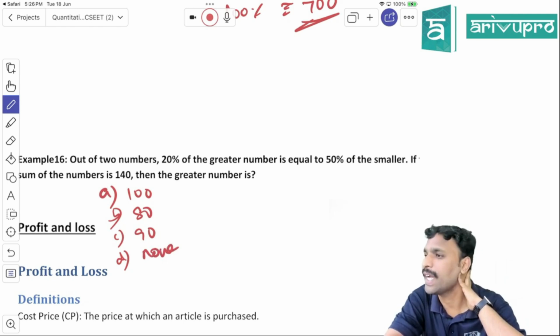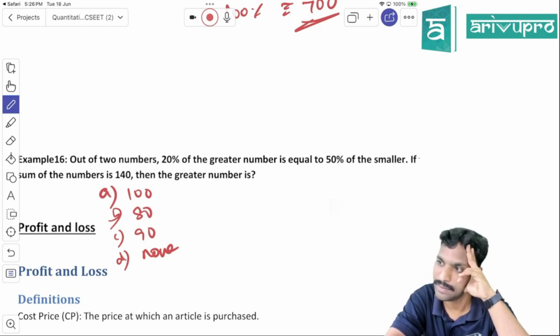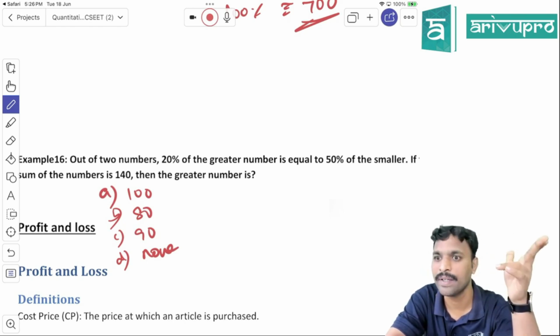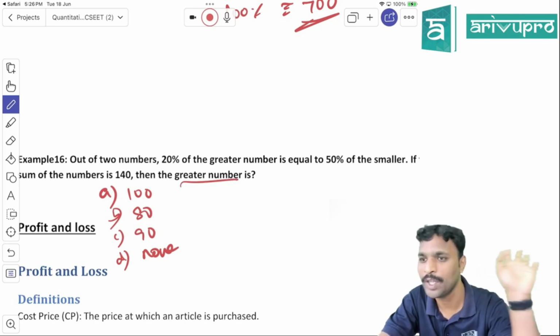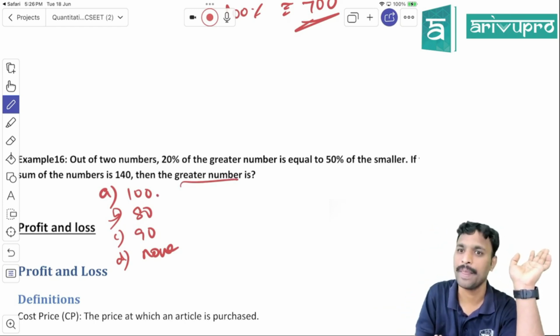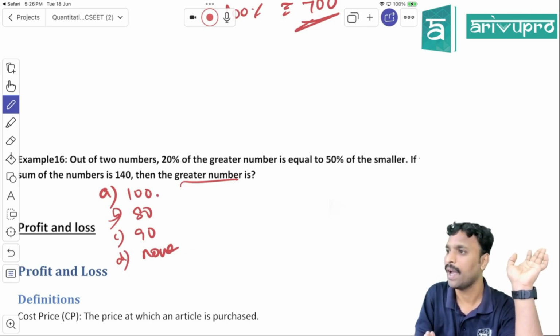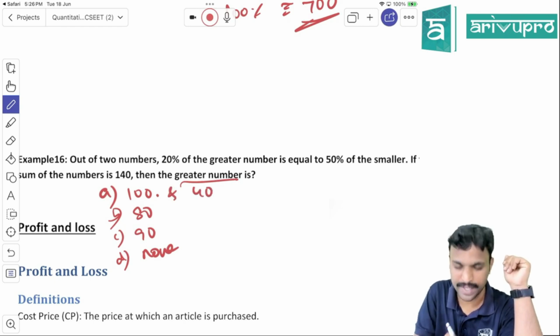You need to find what? Greater number. Sum of the two numbers is how much? 140. Where is the greater number? Options. They're asking for the greater number. Where is it? In the options. So if you assume the greater number as 100, the smaller number will be 40. Why? Sum is 140. Greater is 100, smaller is 40.